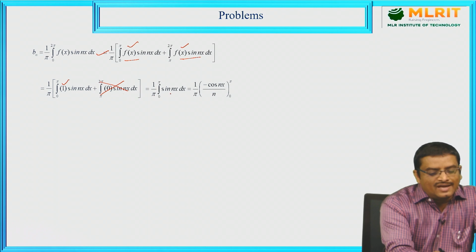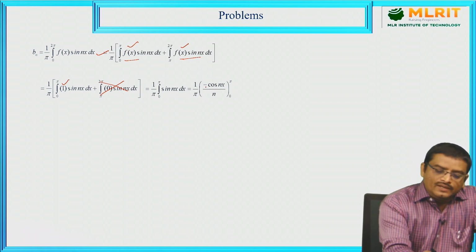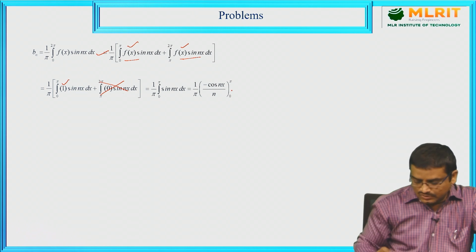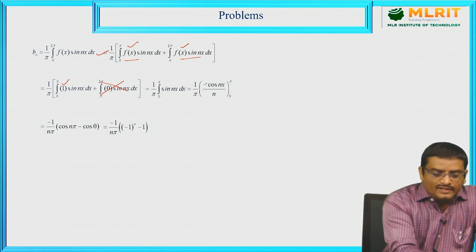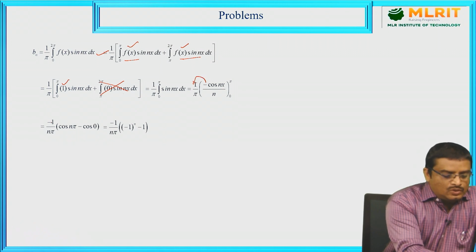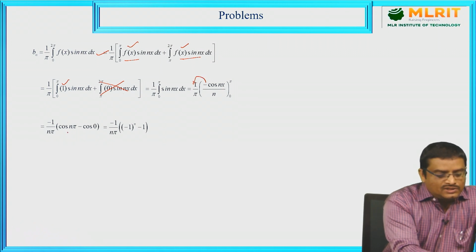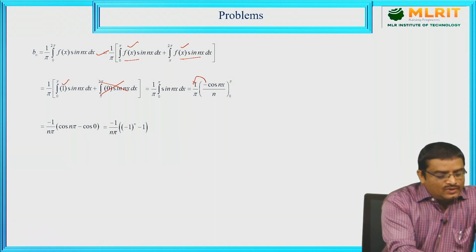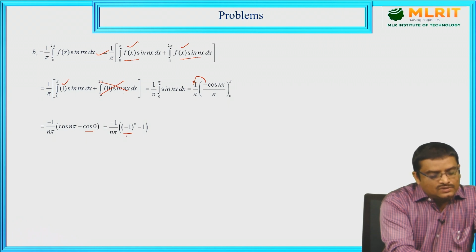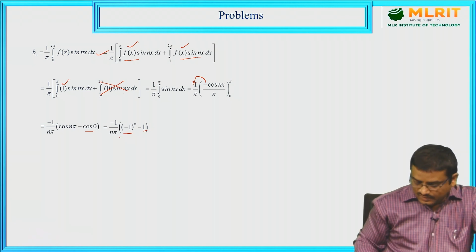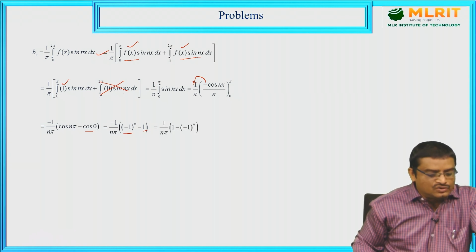The integral of sin nx dx is minus cos nx by n. Now substitute the upper limit and lower limit here. So you take this minus outside: minus 1 by n pi, cos n pi minus cos 0. We know that cos n pi is equal to minus 1 whole to the power of n, and cos 0 is equal to 1. Already we said that whenever we have the term minus 1 whole to the power of n and a constant term 1, we can go for the even values and odd values of n here.